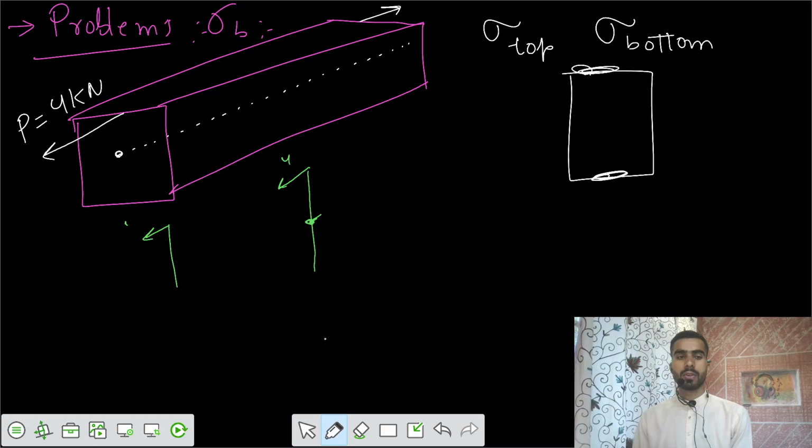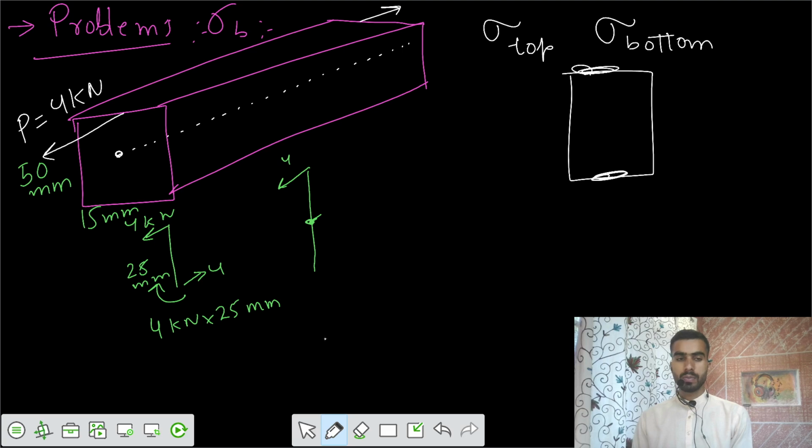Let's say this is 4 kilonewton, then there would be 4 kilonewton here also, balancing. Let's take the dimensions of the beam as 50 cross 15. So this part is 25 mm. The 4 kilonewton load is acting, and this will cause a moment of 4 into 0.25, so 4 kilonewton into 25 mm. This moment has been developed here, M. And similarly, this will be transferred onto that point.